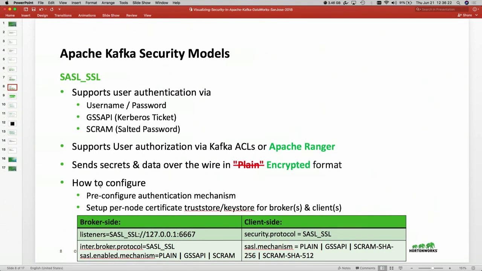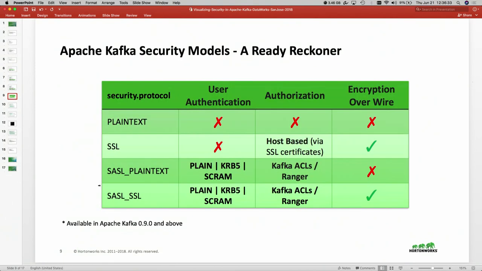So these are the four models: plaintext, SSL, SASL_PLAINTEXT, and SASL_SSL. These are the four models which are available. So we can put them in a nice little chart, which gives you a single shot of what is being offered in each of the security models, right?